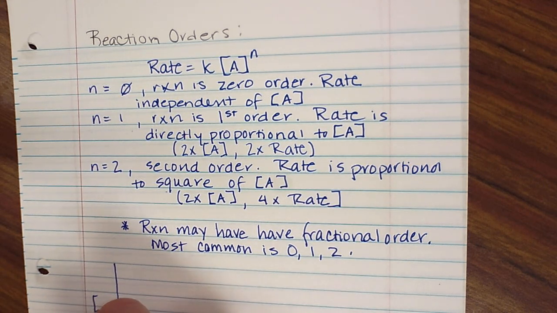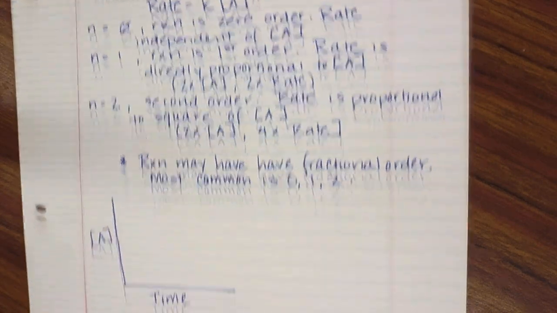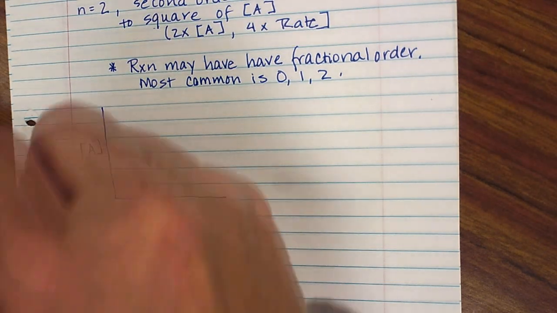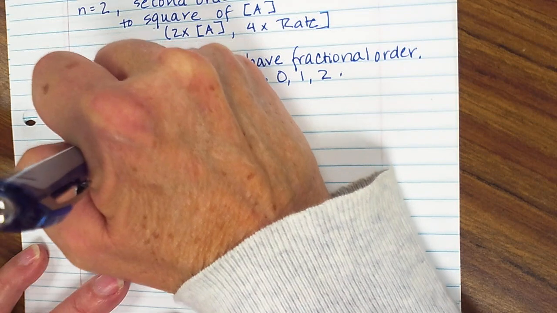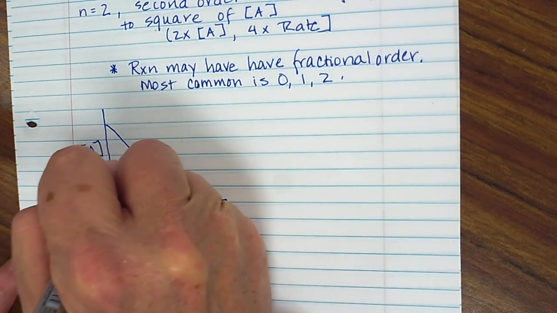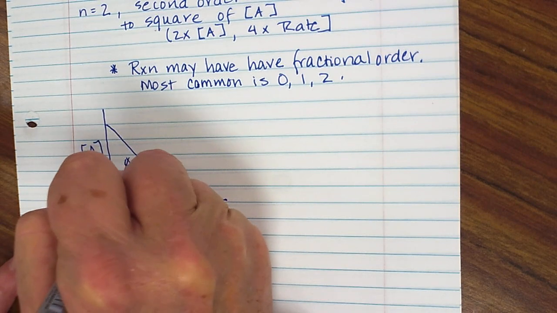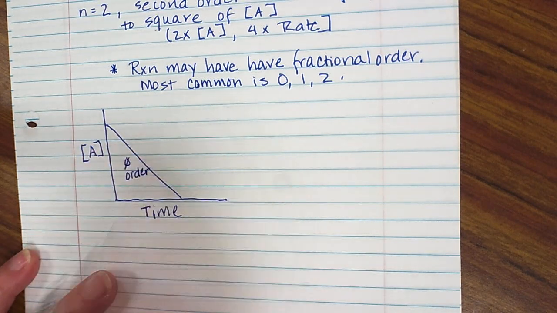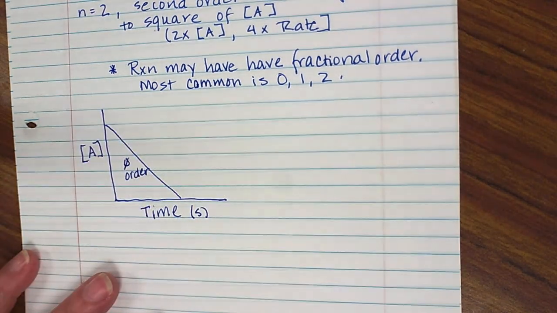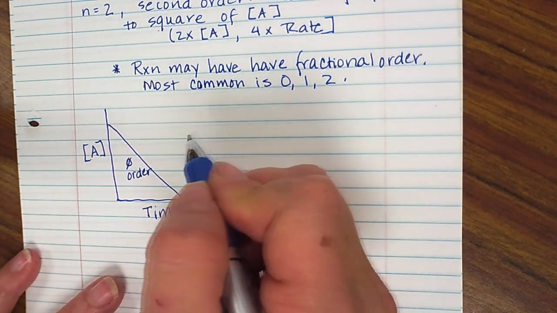This is the concentration of A over time. Okay, so we have 3 orders we need to deal with. This is linear for zero order. Time is in seconds. So this is linear in a zero order reaction.